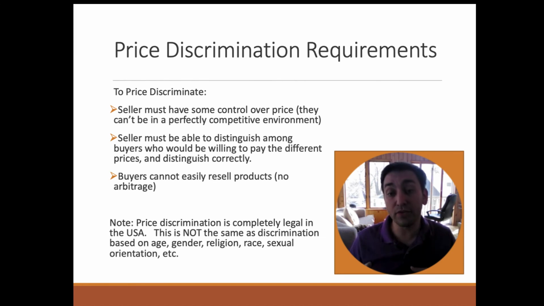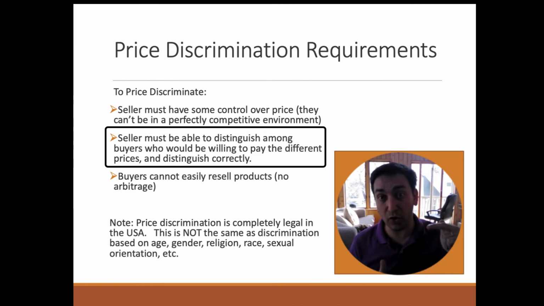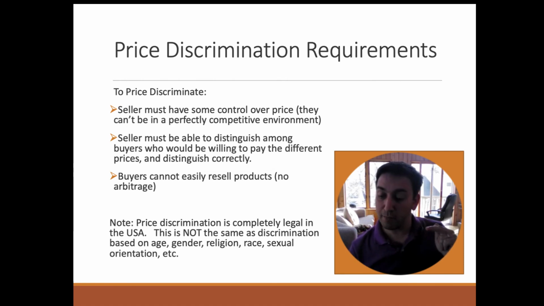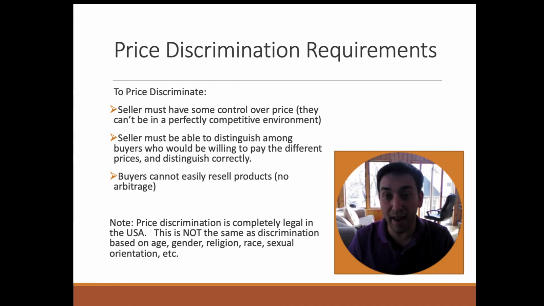So in order to price discriminate, there are 3 requirements. One is the firm can't be in perfect competition. They have to have some ability to change the price. The second thing is that the seller has to be able to distinguish correctly who are the high price value people and who have less money, because you can't charge students and military the high price on airlines. You need to charge them the lower price. And you also have to have where buyers can't resell. So if I buy an airline ticket, I can't turn around and sell it to someone at a higher price. It has my name on it.